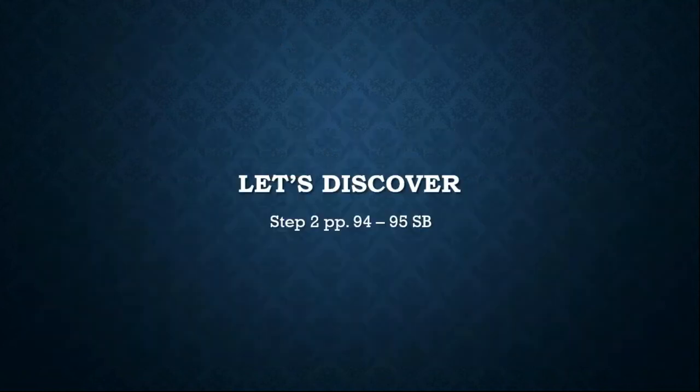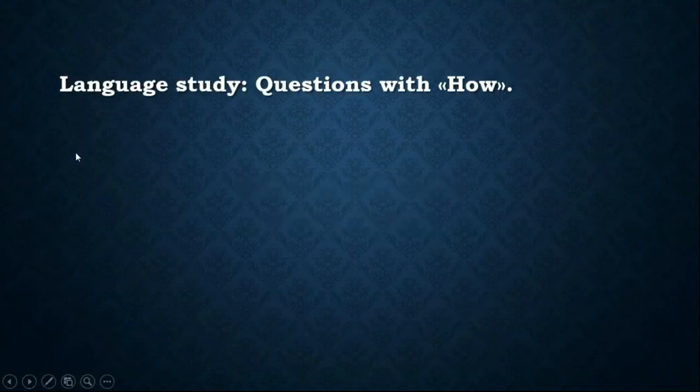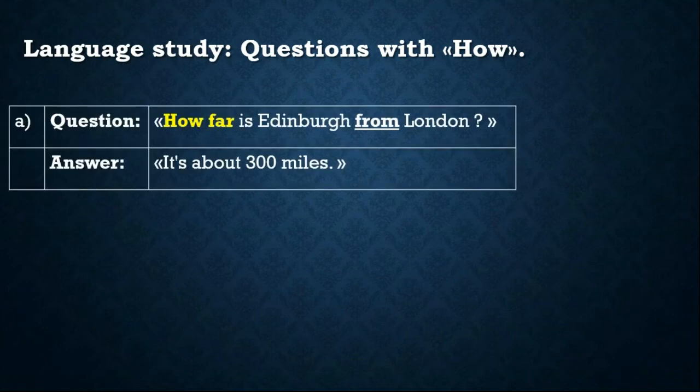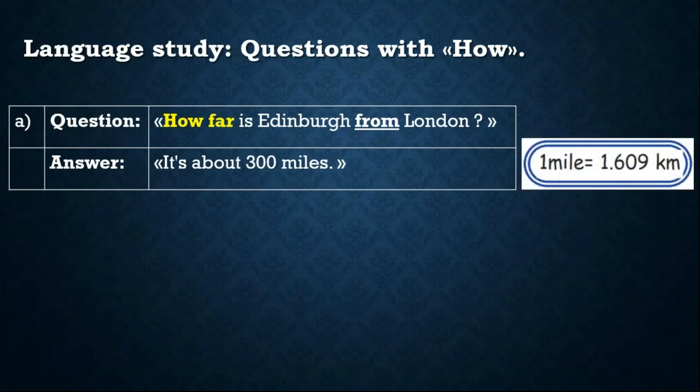Right. So page 195, let's discover. It's a language point. It's a question with how. So in English, we have many questions that start with how. Okay. How far is Edinburgh from London? It's about 300 miles. So a mile is 1.609 kilometers. When we say how far, what do you ask about? How far? Asking about what? About distance.